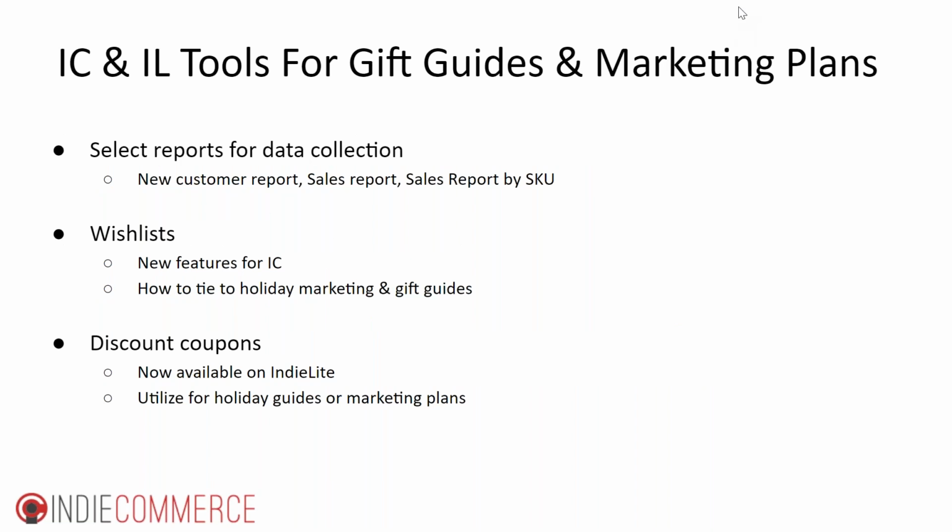So first, we're going to cover some Indie Commerce and Indie Light tools for gift guides and your marketing plans. We'll go through some select reports for data collection, such as our new customer report, sales report, and the sales report by SKU. We'll cover some new features for wish lists on Indie Commerce sites and how to tie wish lists to your holiday marketing and your gift guides. And then we'll cover discount coupons, which are now available for Indie Light sites, and how to utilize coupons for your holiday guides or other marketing plans.